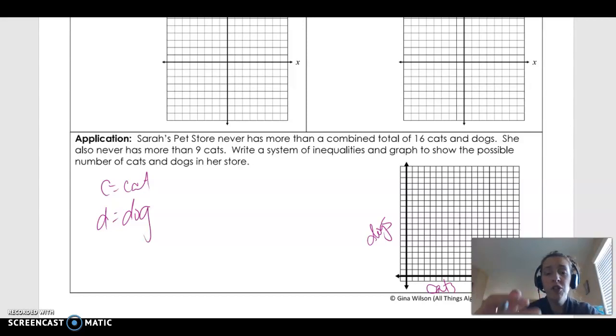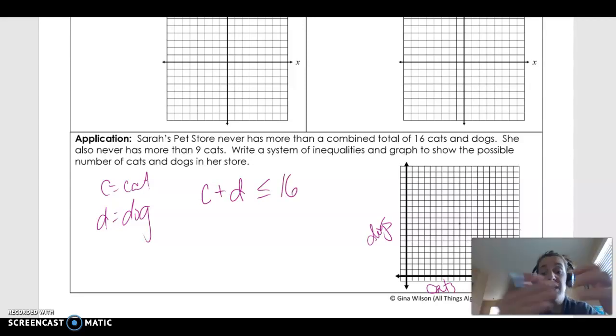So I know my first inequality is this: Sarah's pet store never has more than 16. If I add my cats and my dogs together, it's less than or equal to 16 because I can't have more than that. She also never has more than 9 cats. That tells me that cats also has to be less than or equal to 9. Now I'm going to go ahead and graph those two things individually.